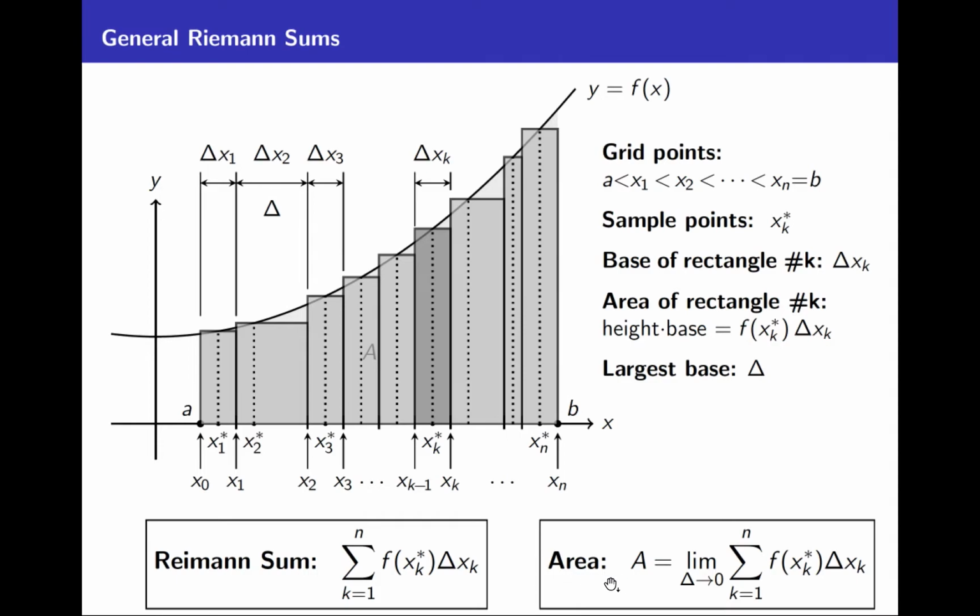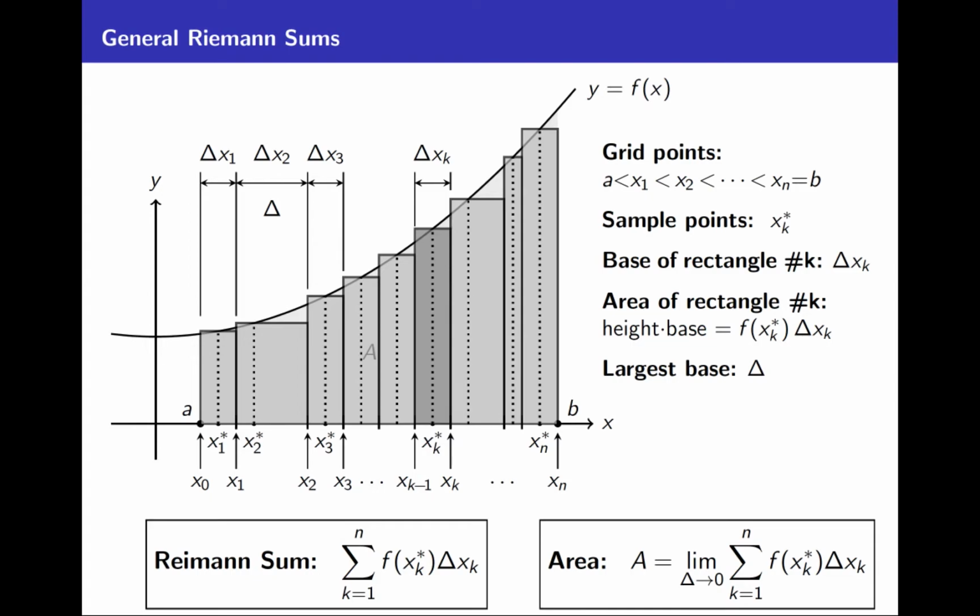So we would say that area A is the limit as delta approaches 0 of the sum from k equals 1 to n of f of x sub k star times delta x sub k. Just the limit of this Riemann sum as delta goes to 0.